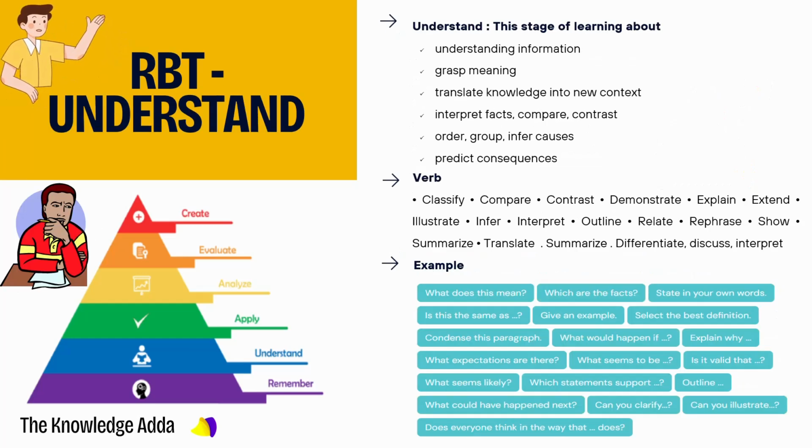Now, second is understand. This is the second step in this. In this stage of learning about understanding: information, grasp meaning, translate knowledge into new concepts, interpret facts, compare, construct.